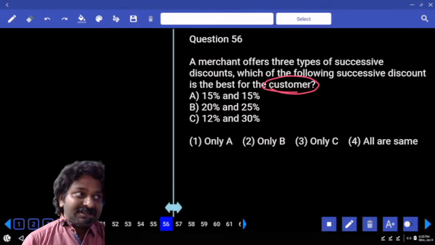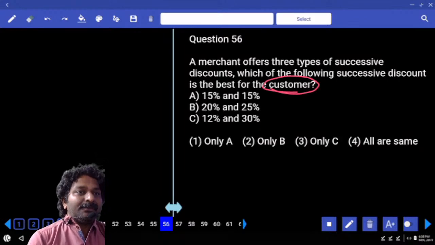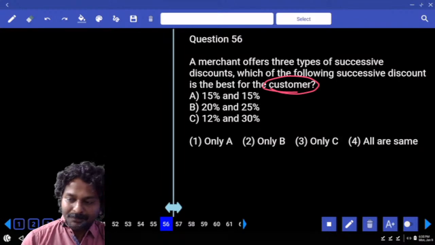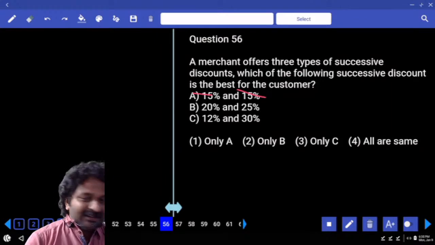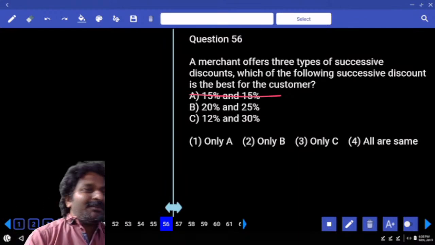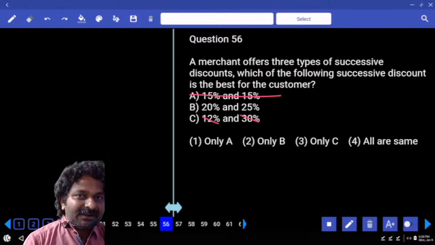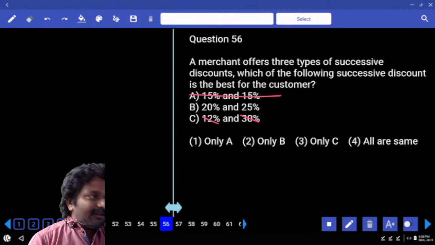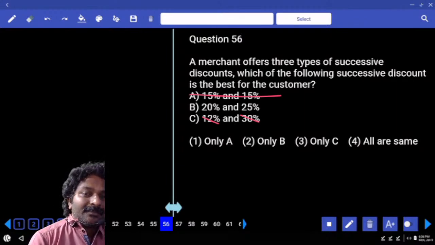If you give less discount. Understood? So the question is important: customer side or merchant side? As it is from the customer's point of view, it should definitely be more discount. First case 15 and 15 successive, sum is 30. Second case 20 and 25, sum is 45. Straightforward, A cannot be your answer, right? Third case 12 plus 30, sum is 42. Second case is 45. So using the sum itself we can answer the question. Which is best? Only B. You need not calculate the actual discount here.